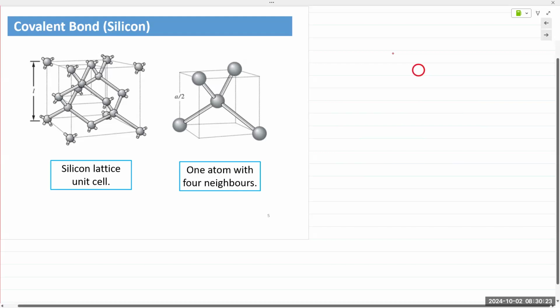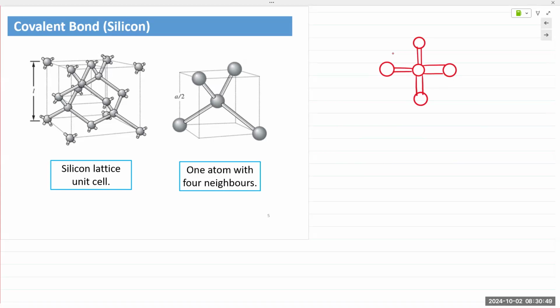Okay, so it creates a bond where you have an atom sharing, and I have this on the next page also. I'm just going to draw a close-up right here. Each silicon atom is sharing 1 electron each with 4 neighboring atoms, and thus all of them have 8 electrons in their outermost orbit. Now, the sharing of electrons creates a bond. That bond is known as a covalent bond.